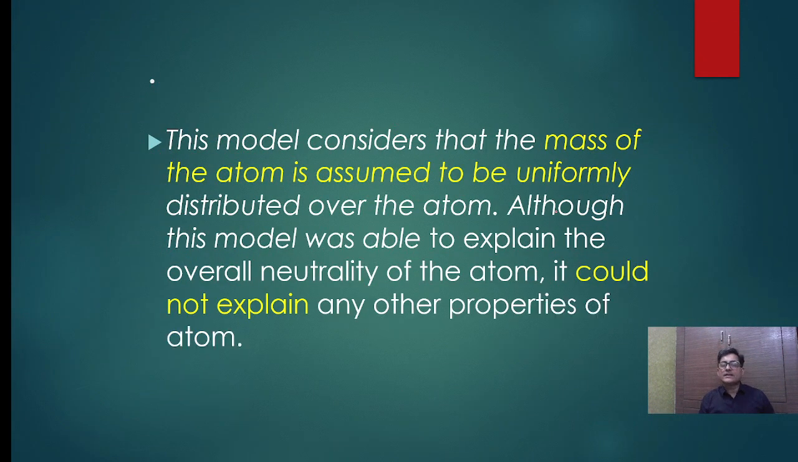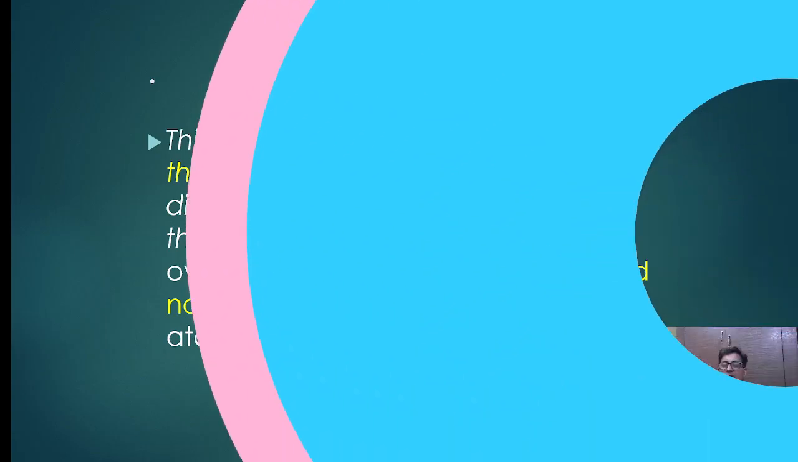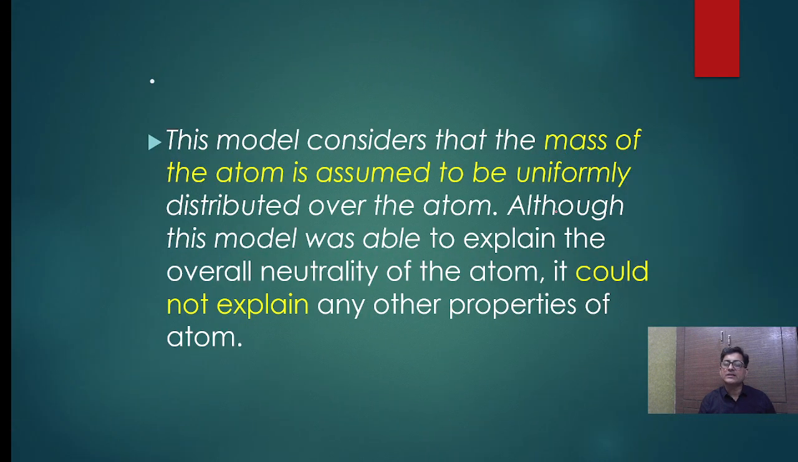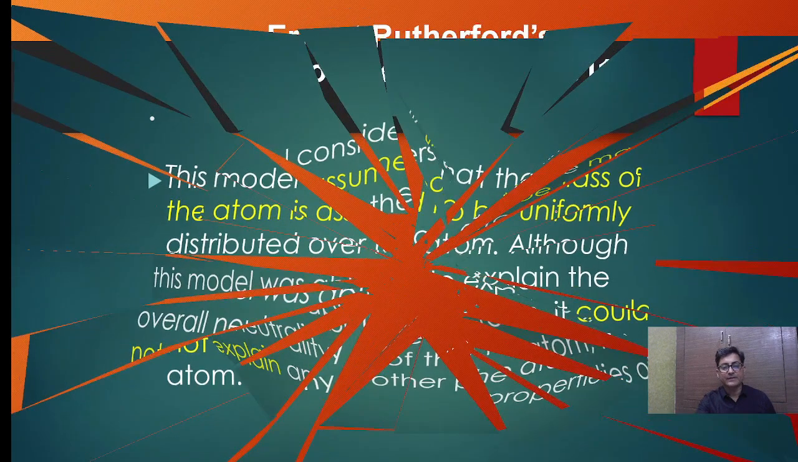This model considers that the mass of the atom is uniformly distributed over the atom, as I have discussed at the start. Although this model was able to explain the overall neutrality of the atom, it could not explain any other properties of the atom.